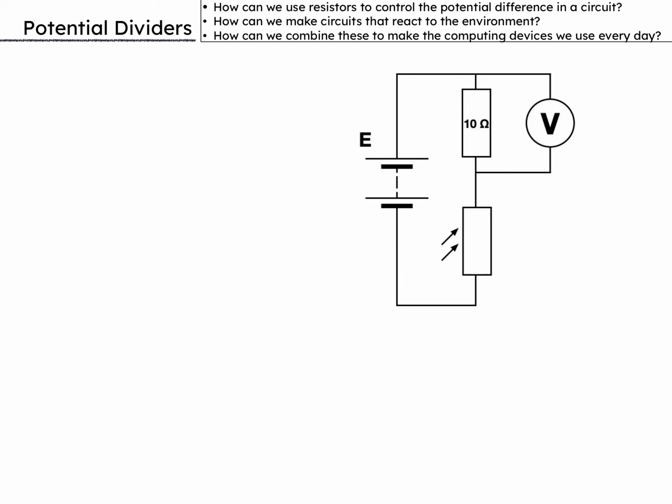How about here? How does the room brightness affect the measured voltage? Notice how the voltmeter is now placed across a fixed resistor? Have a think. Well, the trick here is that the measured voltage does not depend on the resistance it is placed across, which is what you might be thinking.